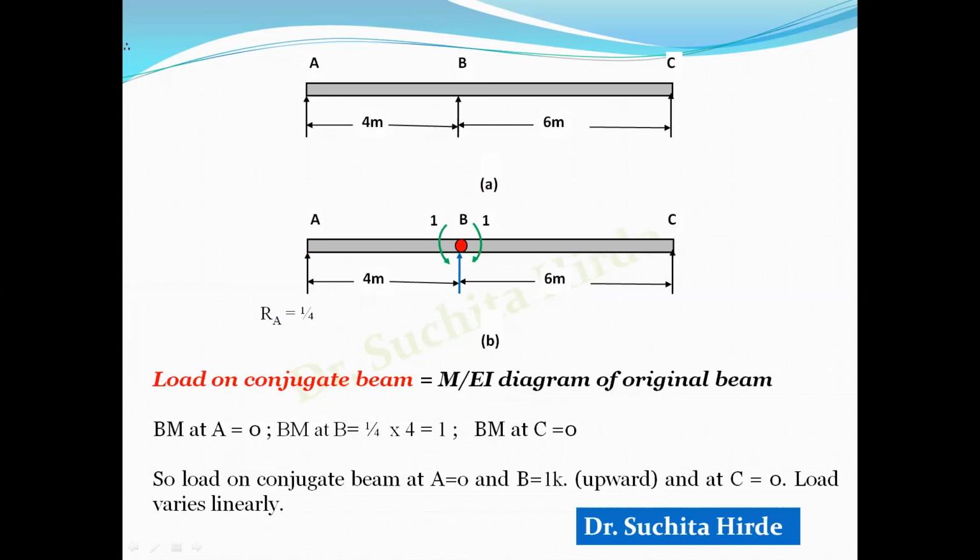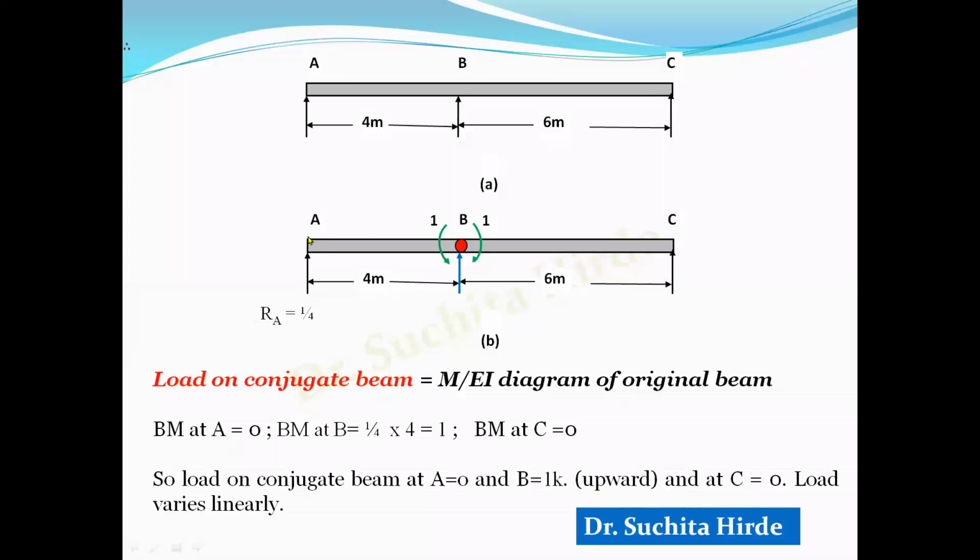So the load on the conjugate beam at A is equal to 0, at B is equal to 1K upward. Why upward? Because the bending moment is sagging bending moment. This reaction is upward. You know that due to upward forces, bending moment is always positive. Positive means sagging. And therefore the load on the conjugate beam is upward. And this load varies linearly.